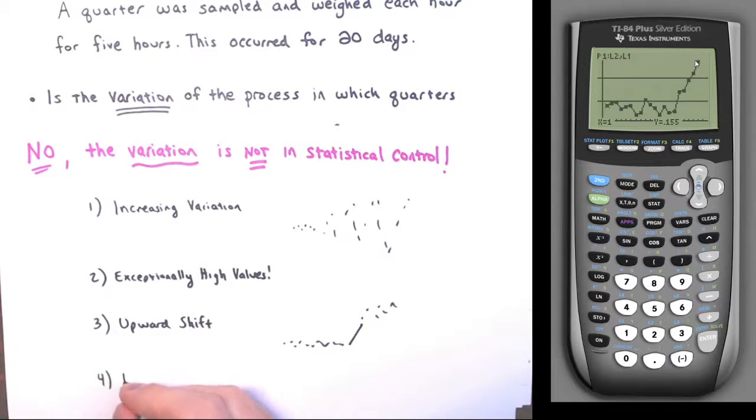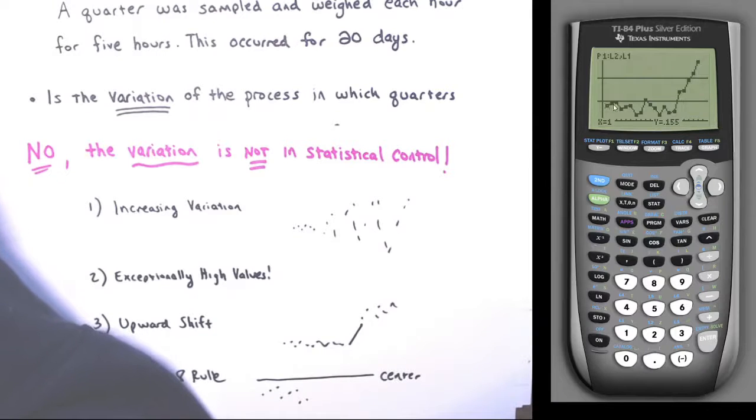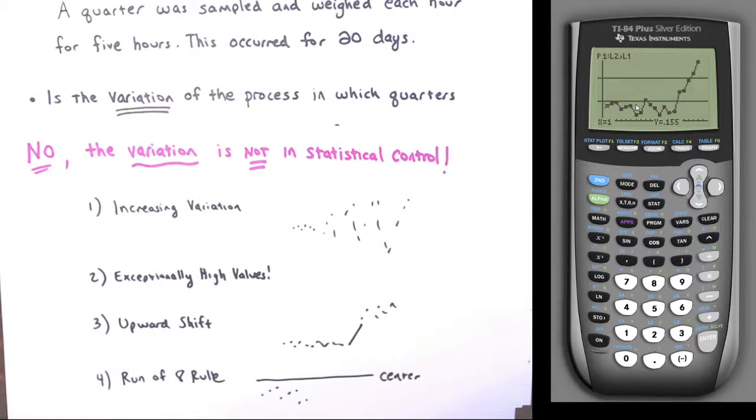And four, that run of 8 rule. Right here, the center line had 8 consecutive points below it. The first 8 days were below the center line, and the chances of that happening, of 8 consecutive samples being below the center or above the center, is very, very slim. Probably wouldn't occur by chance, wouldn't occur naturally.